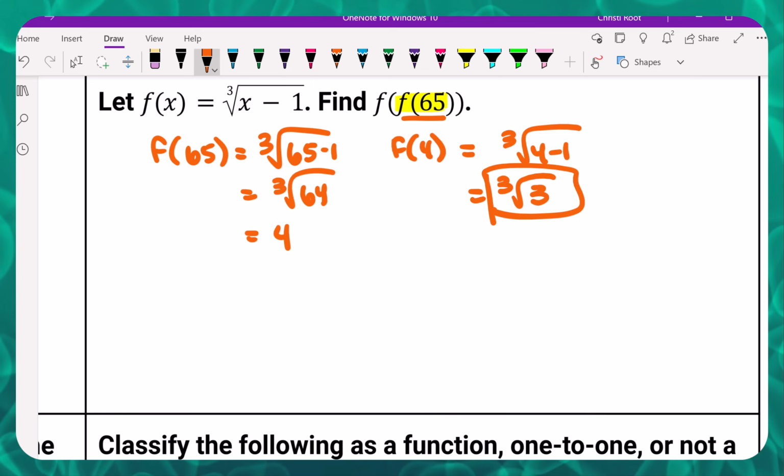Just a quick reminder, you can actually type in f of x into Desmos, and then on the second line, type this entire code, and it will do that for you. The only problem is that it will give you the answer as a decimal. So sometimes you do have an advantage of just doing it on your own without a calculator.